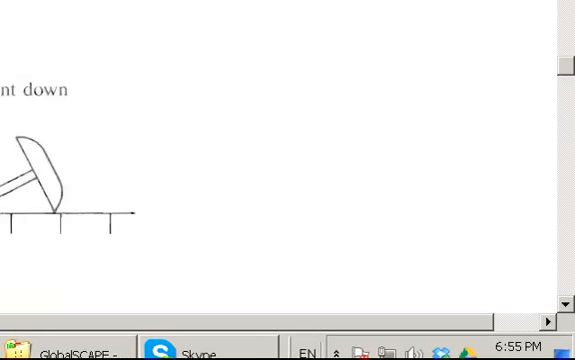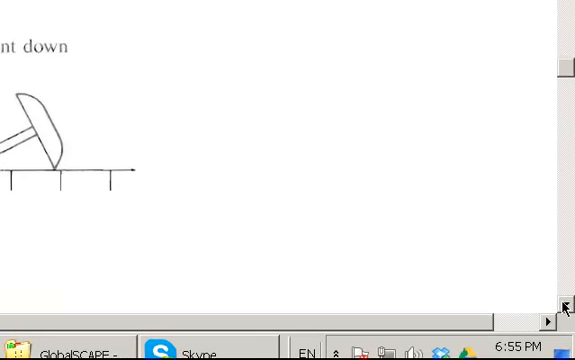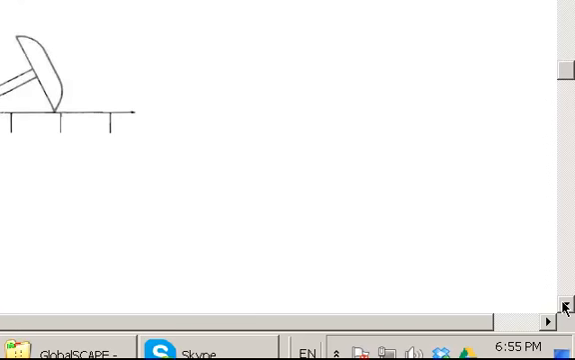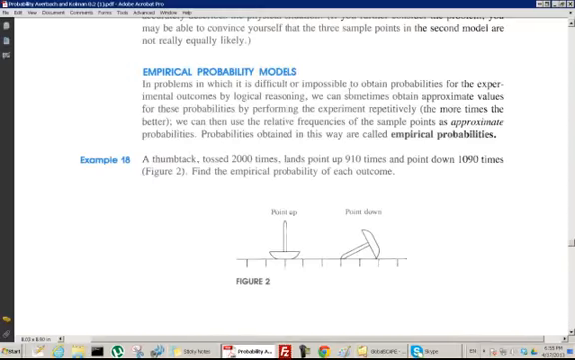And now, a lot of times, though, we don't have that situation. We don't have that luxury. So this is called empirical probability models, which are when you're testing. So in problems in which it is difficult or impossible to obtain probabilities for the experimental outcomes by logical reasoning, we can sometimes obtain approximate values for these probabilities by performing the experiment repetitively. So performing it many times and then checking the relative frequencies.